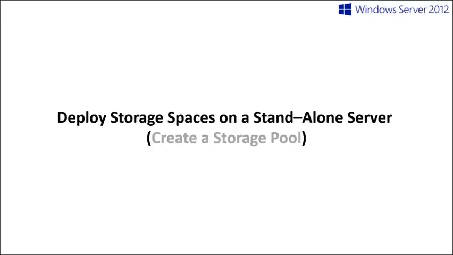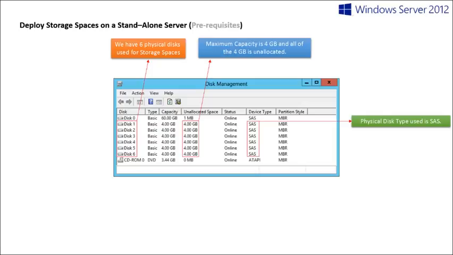Create a storage pool. In this demo, we'll first create a storage pool. As a prerequisite, we already have 6 physical disks which are unallocated. Each disk is 4 GB in size, and the disk type is SAS. These requirements should be good enough to create a storage pool.